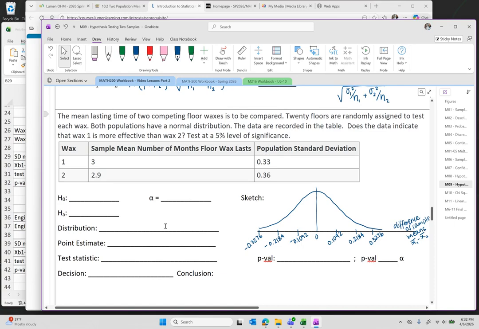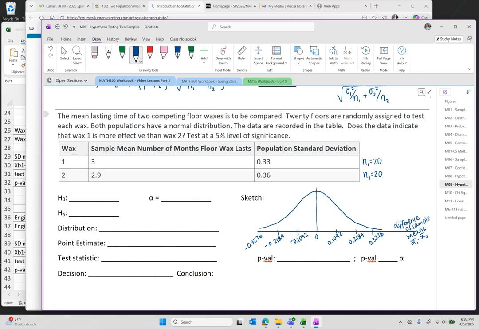Here's an example. The mean lasting time of two competing floor waxes is to be compared. 20 floors are randomly assigned to test each wax. Both populations have a normal distribution. I want to remind you here that based on the story, n1 is equal to 20 and n2 is also equal to 20. This is not stated clearly, but we have to remember that. And the data are recorded in the table below.